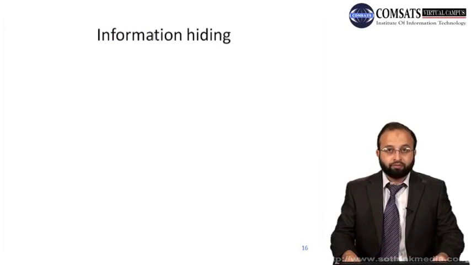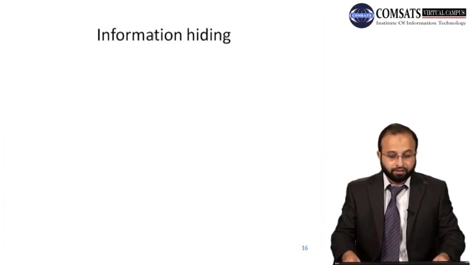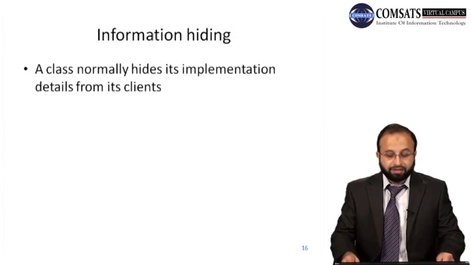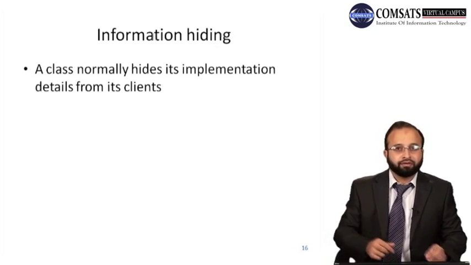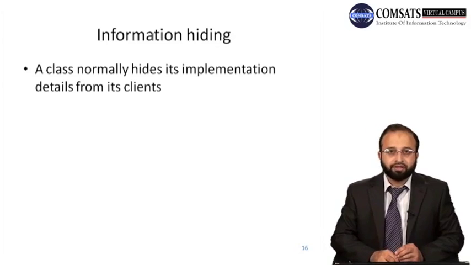Now we see what is information hiding. A class normally hides its implementation detail from its client. Basically, in the previous course we have seen this concept as well. When we create a function, the task performed by that function becomes the definition of that function or the body of the function, right?